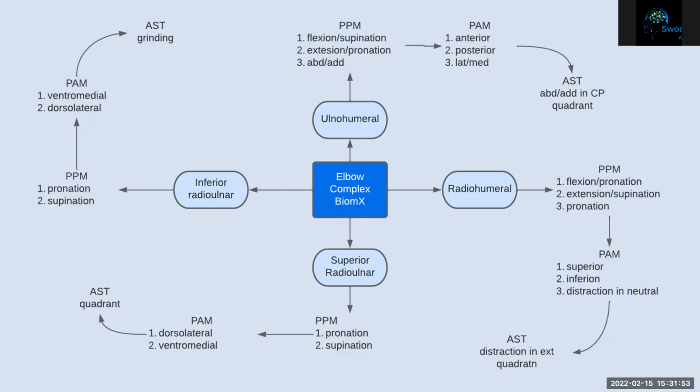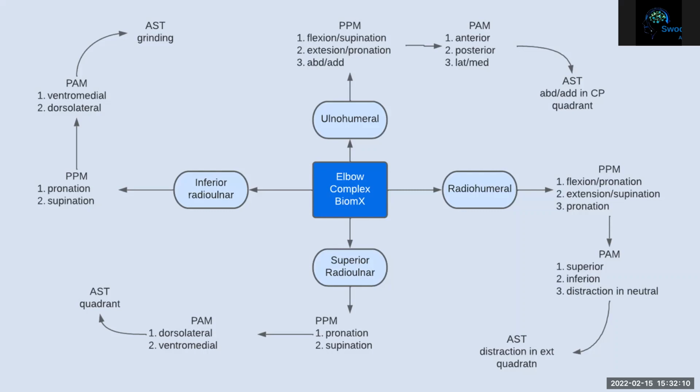If it's unstable, then we can look at ab and adduction in the closed pack position. So you put the elbow into extension pronation, and then see if you can ab and adduct it, and you shouldn't be able to. And again, you can use quadrants the same way as we used them previously.